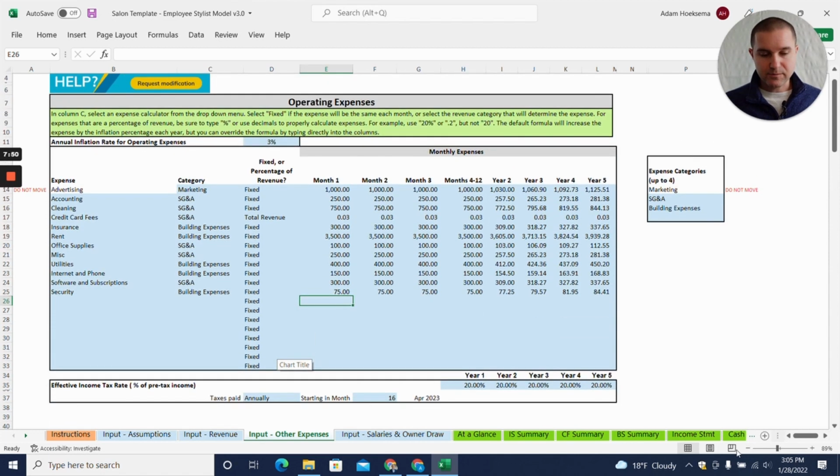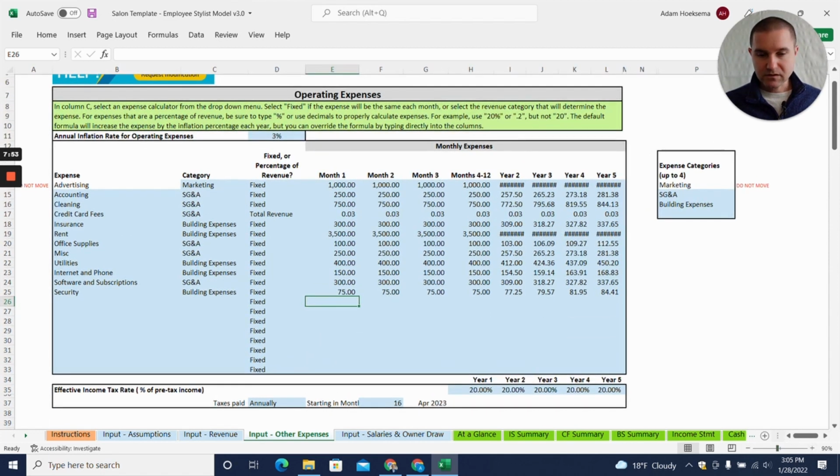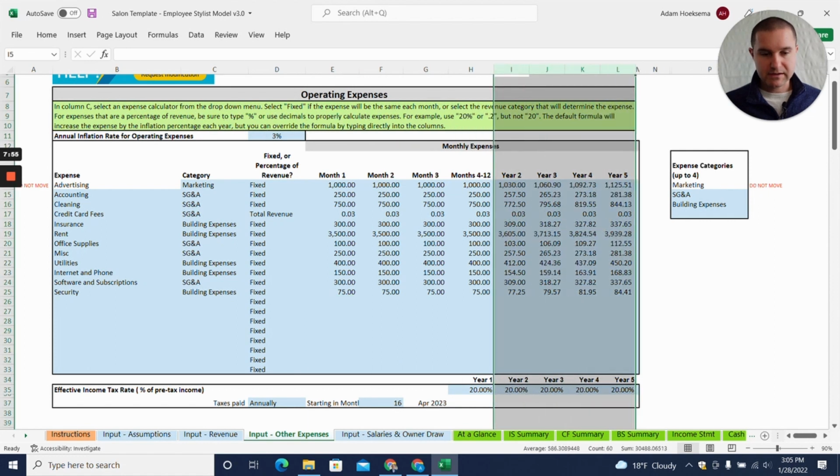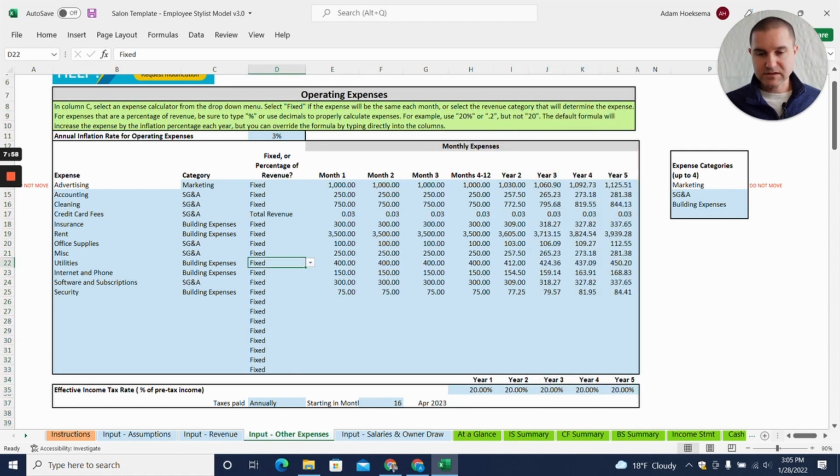Now on our Input Other Expenses tab, you can see that we're able to add fixed expenses like advertising, accounting and cleaning costs, or variable expenses that are a percentage of revenue. So here we have credit card processing fees. We're saying that this is a percentage of total revenue. And so when you're doing a percentage, you want to put in 0.03, which is equivalent to 3%. So by putting this in, we're assuming that you're going to be paying 3% in credit card fees, which is pretty standard.